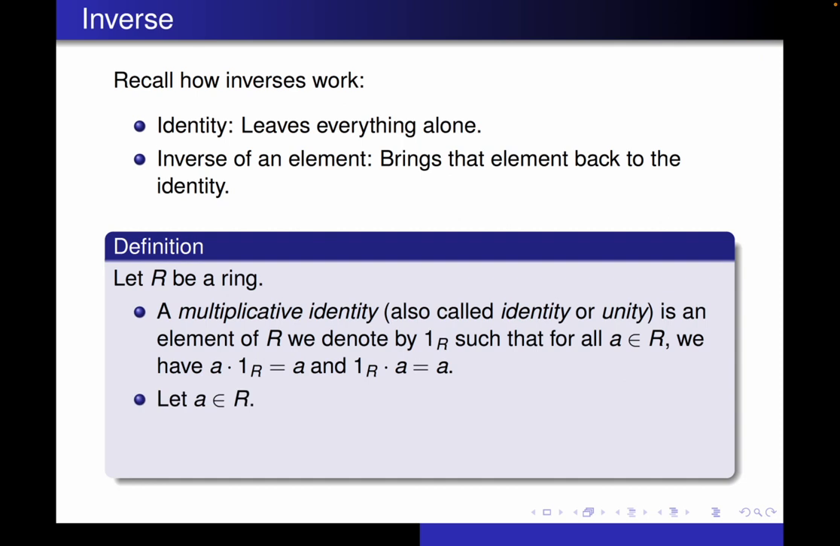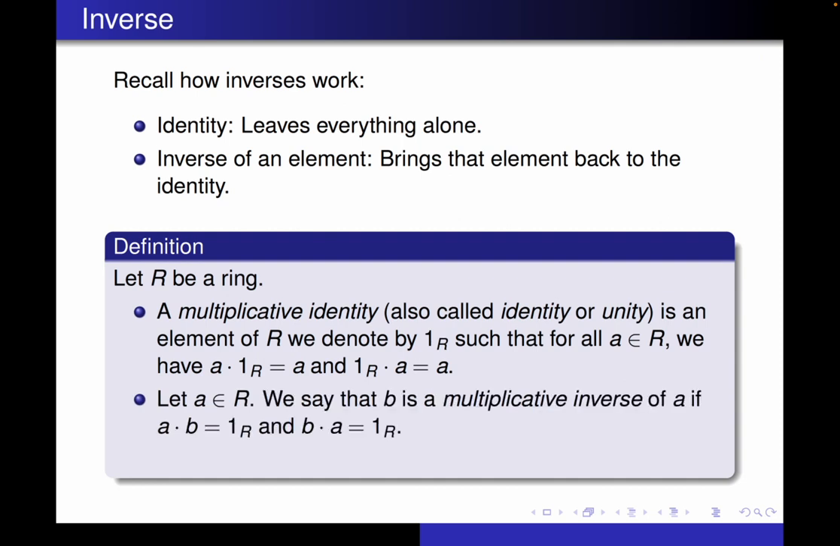So let A be an element of the ring. We say that B is a multiplicative inverse of A if when you multiply it by A, you get the multiplicative identity. So that means if you multiply A times B, you get the multiplicative identity. When you multiply B times A, you also get the multiplicative identity. And yes, you have to check both of them. And we call A a unit if it has a multiplicative inverse. Very similar to what we did with Zn.